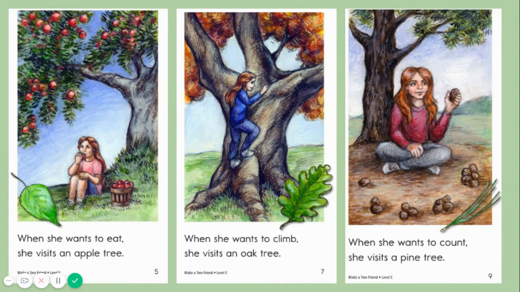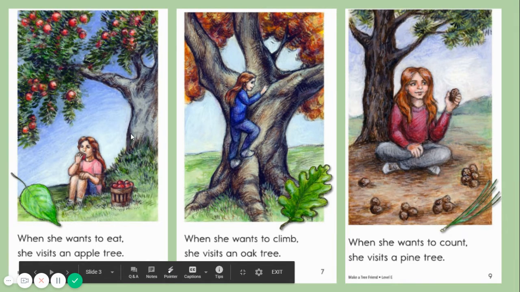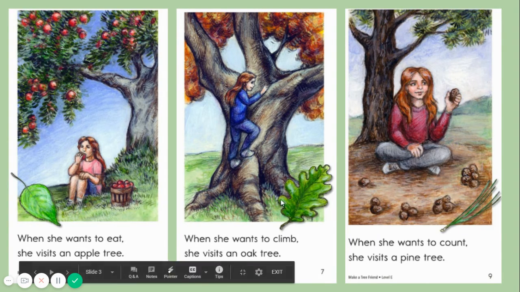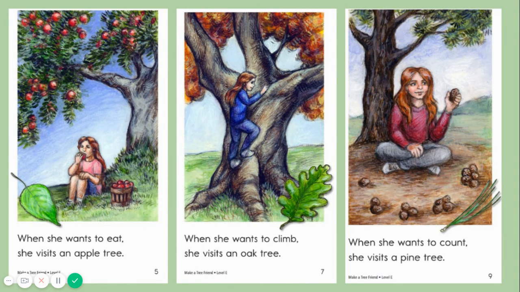All right. As we look at some different details from our story, we can see that these help show us how Amy is friends with the trees. So she's friends with her apple tree over here because when she wants to eat apples, that's where she goes, to her tree. Her apple tree friend is the one she visits. Her oak tree friend is the one she visits when she wants to climb. And her pine tree is the one she visits when she wants to count all those pine cones that have fallen from that tree. These are three examples of the details in the book that help show us how Amy is friends with all of these trees.